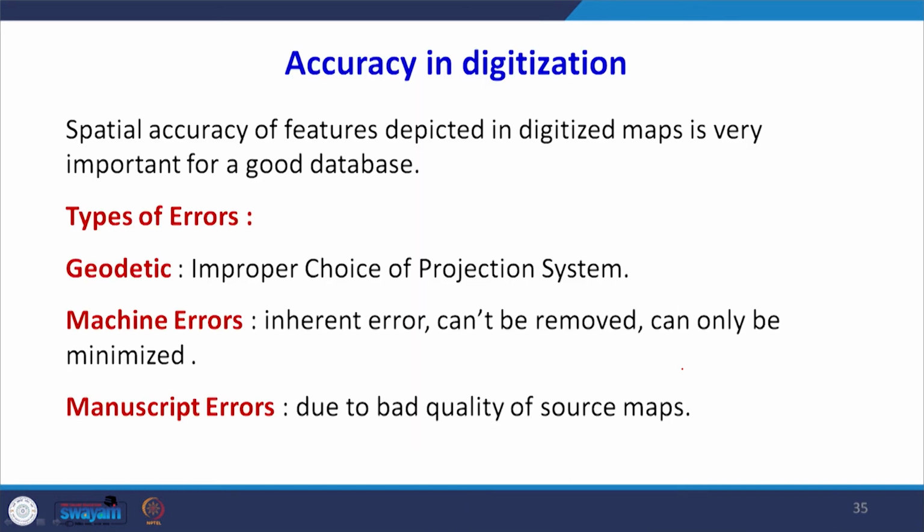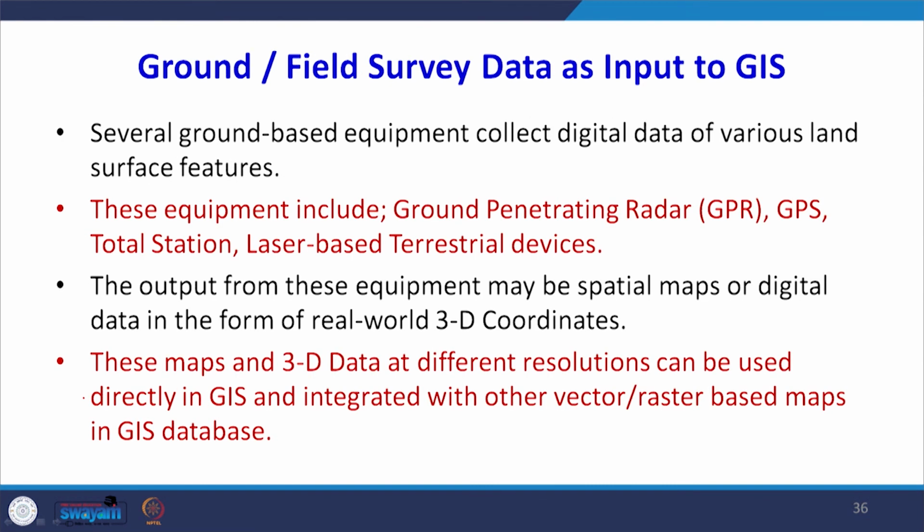Now accuracy in digitization is very important. We may have several errors present in the data sets. These errors could be geodetic error, maybe the improper choice of the projection system. When the area is large, when there are lots of undulations in the hilly areas, there the proper projection system is very important. There could be an inherent error in the machine, in the systems which we are using, and there could be error in the manuscript which you have used for carrying out the digitization work. So quality of the map, you may have a lot of wrinkles, probably the old maps. So we have to take care of the accuracy part also.